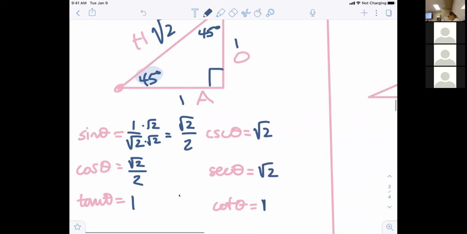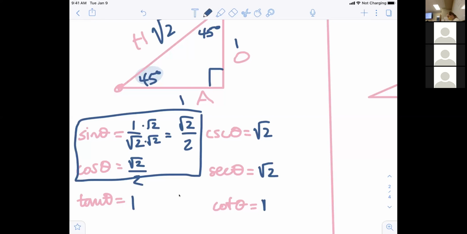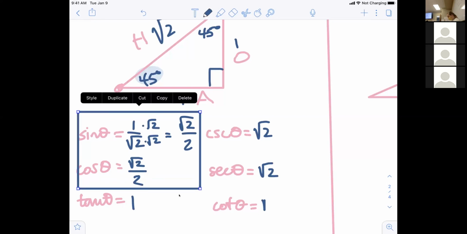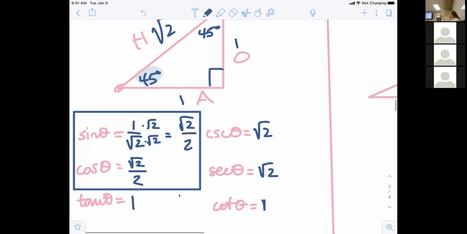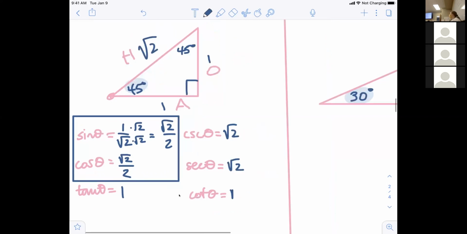The whole purpose of what we did here, though, was to get sine and cosine. So I'm going to put a little box around that because that was the crux of what we did. I think it's important to do a complete job, so that's why we did all the rest of them. But the whole point I'm trying to prove is with sine and cosine. All right, questions on this one? We're going to do this for the 30 and the 60 too.